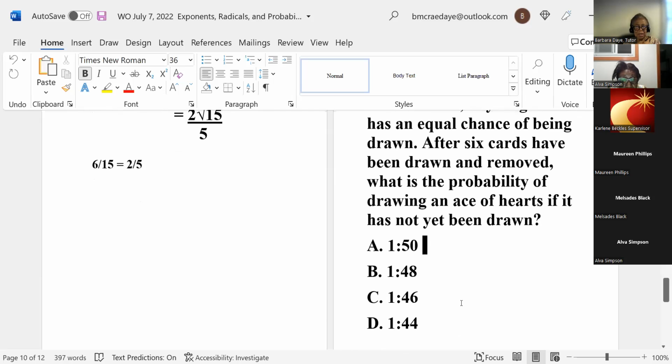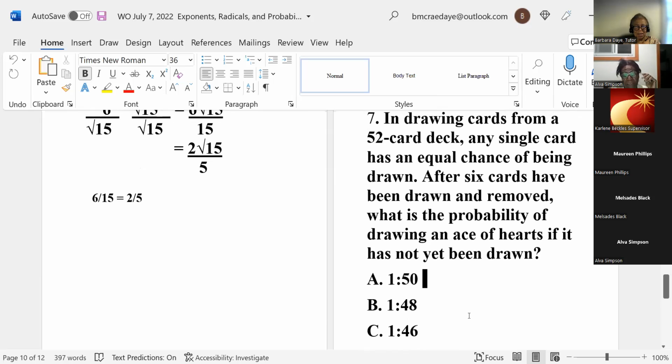Okay, that's correct. Alva, you understand what Maureen said? I don't fully understand what she's saying. All right, Maureen, give her another explanation. She says it's 52 cards in the deck. And what is the probability of drawing an ace? So they said chance of being drawn after 6 cards have been removed. So they got a 52 card deck, they draw 6 from it.